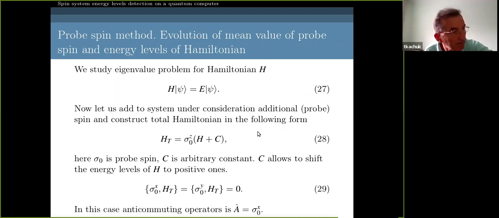I understand the time is over. What can we do in the case when the Hamiltonian does not possess symmetric properties of the energy spectrum?